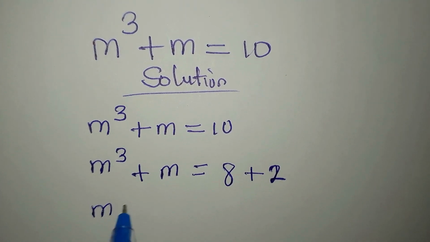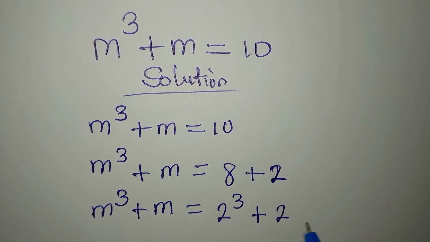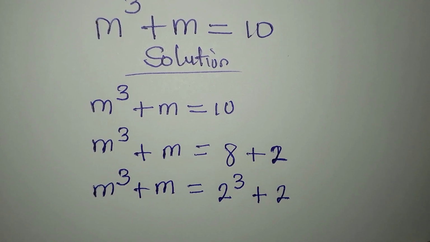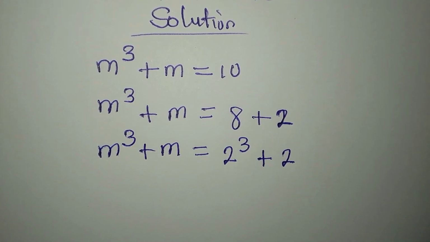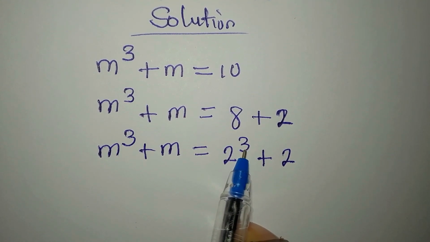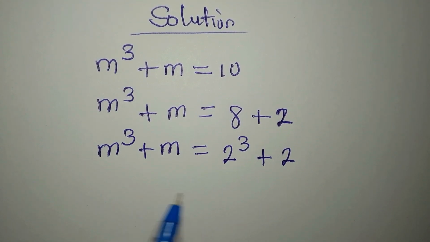So we have m to the power of 3 plus m equals 8, which is 2 to the power of 3, then we have plus 2. From here, you will see that the left hand and the right hand are balanced. We have m to the power of 3, we have 2 to the power of 3. Then we have m and we have 2. So this is to say that m is equal to 2.